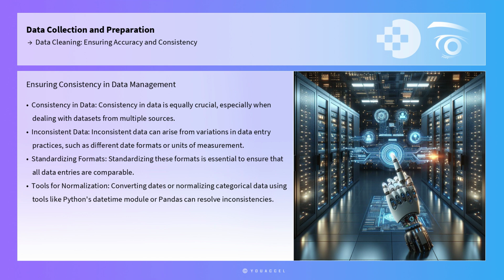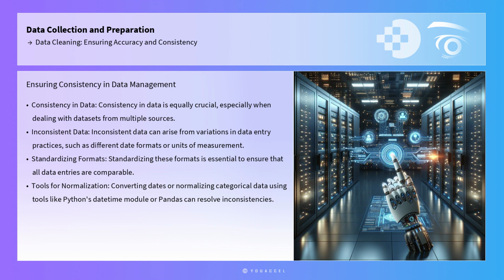Consistency in data is equally crucial, especially when dealing with datasets from multiple sources. Inconsistent data can arise from variations in data entry practices, such as different date formats or units of measurement. Standardizing these formats is essential to ensure that all data entries are comparable. For instance, if a dataset contains dates in various formats, converting them into a single, standard format using tools like Python's datetime module can resolve inconsistencies.